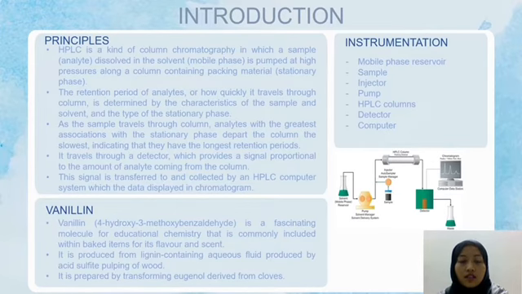It travels through a detector, which provides a signal proportional to the amount of analytes coming from the column. This signal is transferred to and collected by an HPLC computer system, which displays the data as a chromatogram. The instrumentation utilized by this method includes a mobile phase reservoir, sample injector, pump, HPLC columns that are analytical and guard column, detector, and a computer that displays the chromatogram.